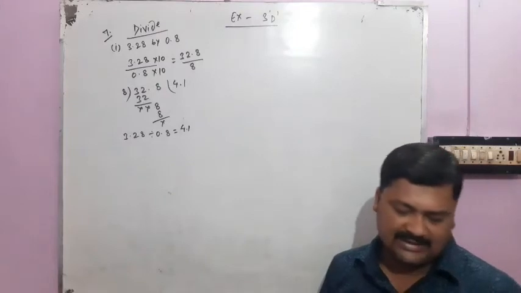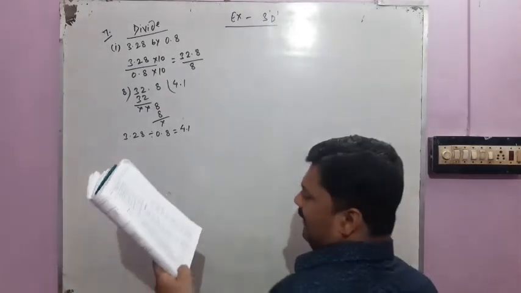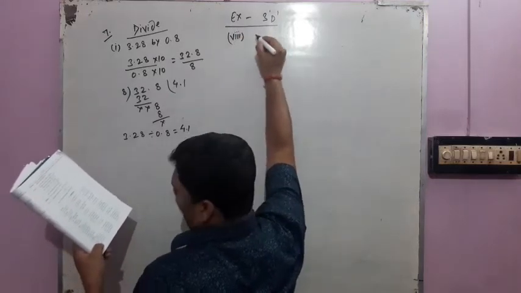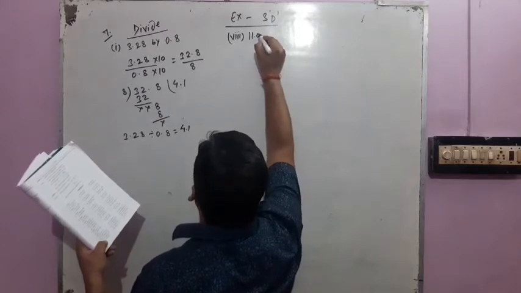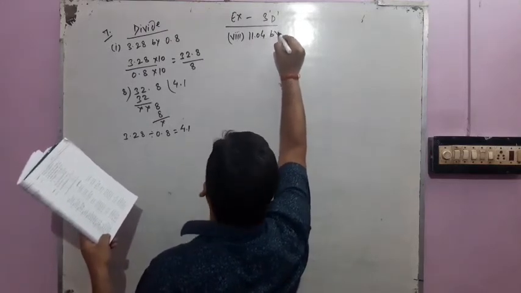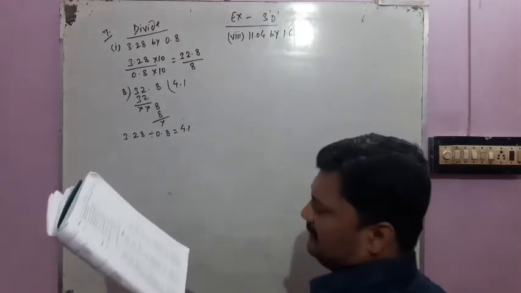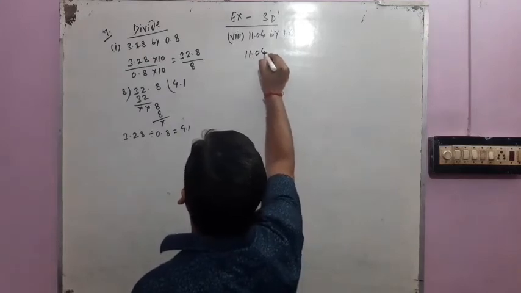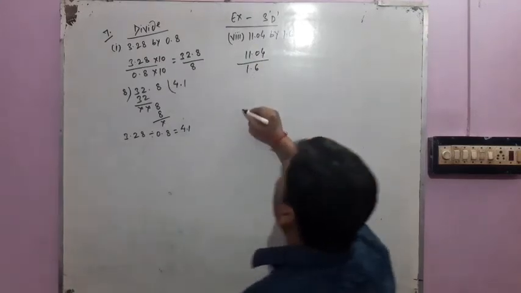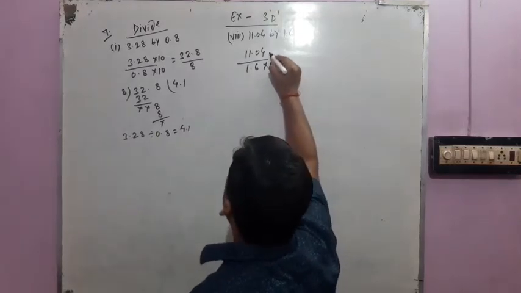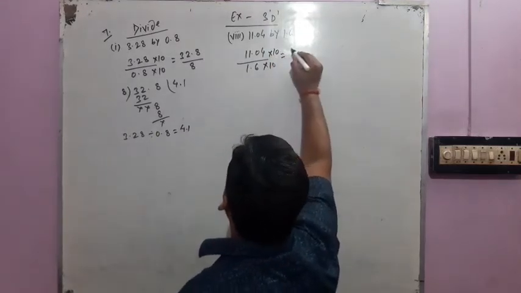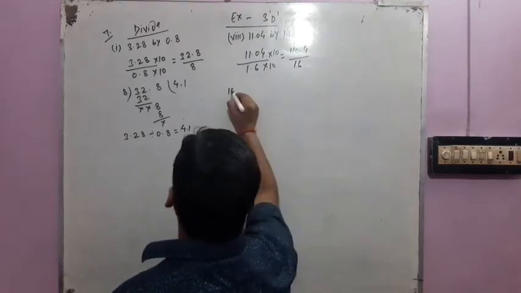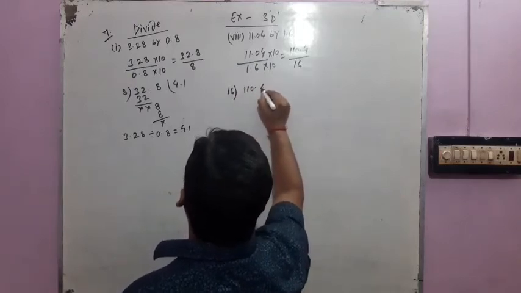Look at one more example here, students. Question number 8: 11.04 by 1.6. In the same way we have to solve here. 11.04 by 1.6. Again, for removing the decimal here, we have to multiply it by 10, so the numerator also by 10. Now here it becomes 110.4 and here it becomes 16. So we have to divide 110.4 by 16.